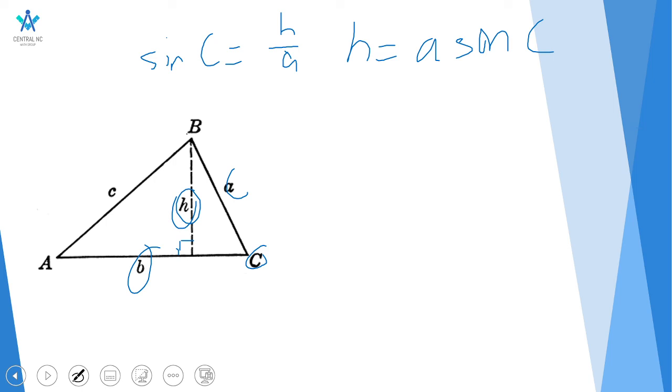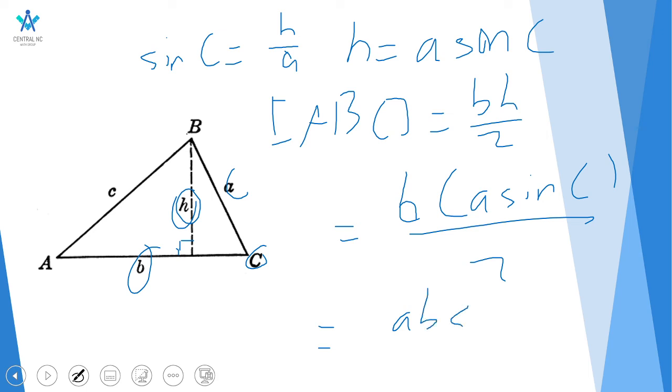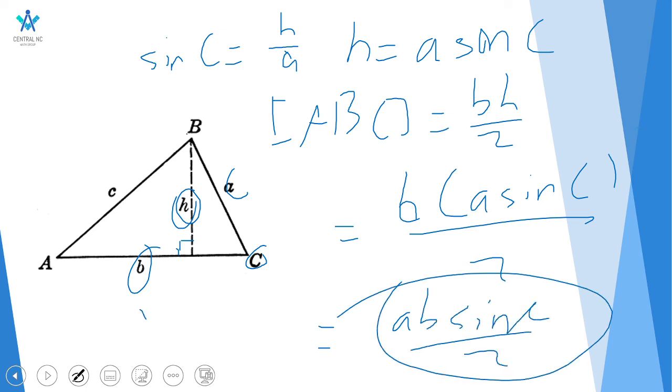So the area is equal to base times height over 2, or B times H/2. We plug in H here, we get B times A sine C over 2, which is AB sine C over 2. So we are done.